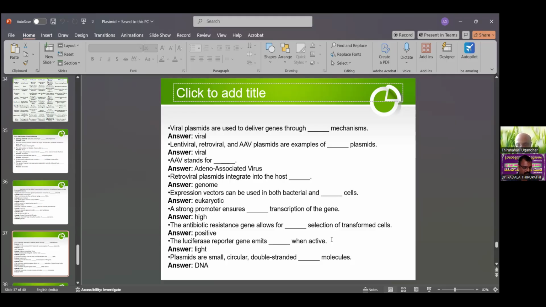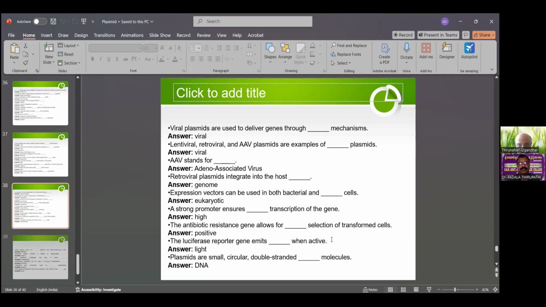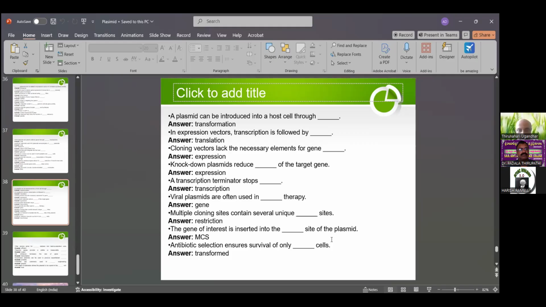Expression vectors can be used in both bacteria and eukaryotes. A strong promoter gives high expression. Plasmids can be introduced into the host cell through transformation. In an expression vector, transcription is followed by translation. A cloning vector lacks the necessary elements or genes for expression. Knockdown plasmids reduce gene expression.